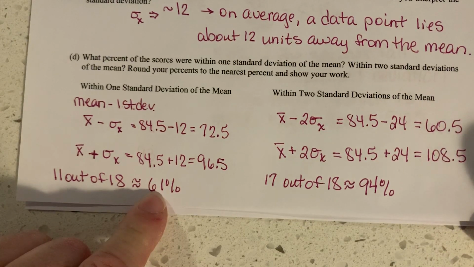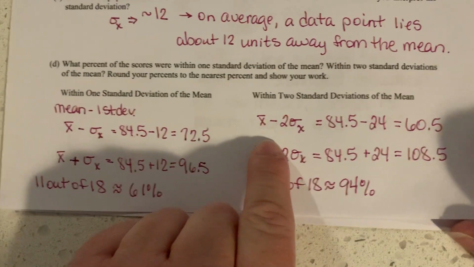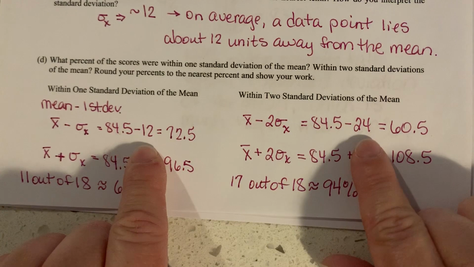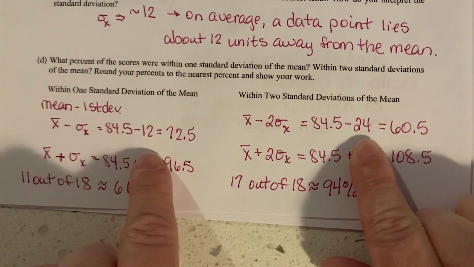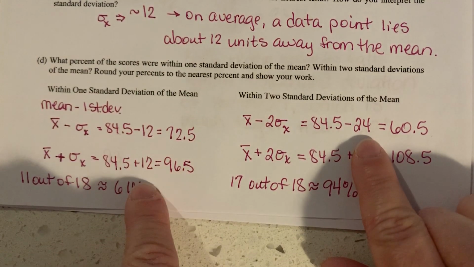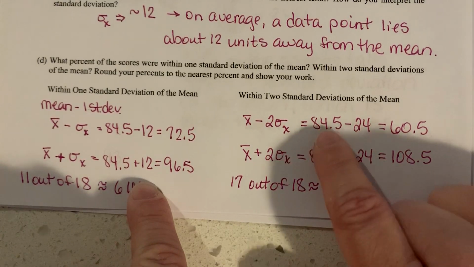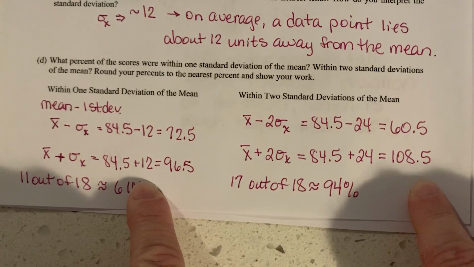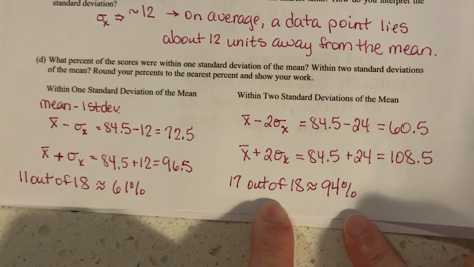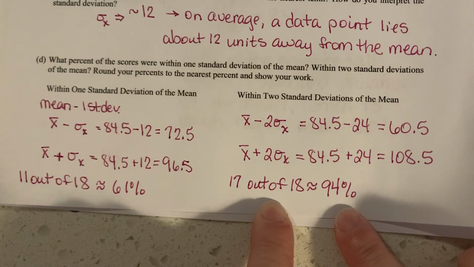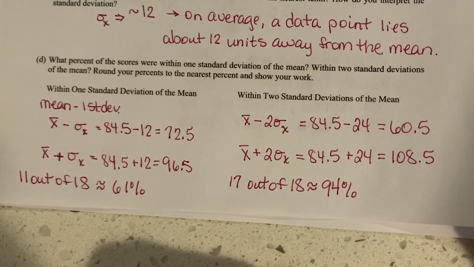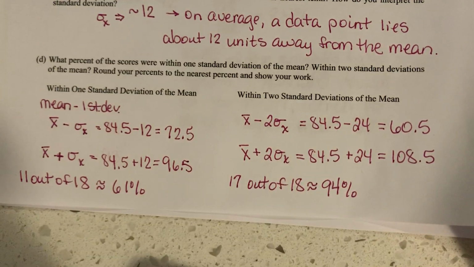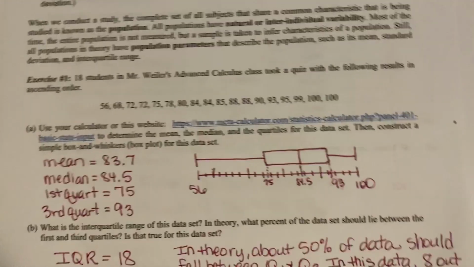Now, within 2 standard deviations, so again, you just multiply the standard deviation by 2, so it's 24. So instead of subtracting and adding 12, you subtract and add 24 from the mean to find out what's within 2 standard deviations. And you find that it's actually 17 out of the 18 numbers, or 94%. Most of your data will fall, usually, you never know because data is all different, within a very high percentage. So in this case, 94%.